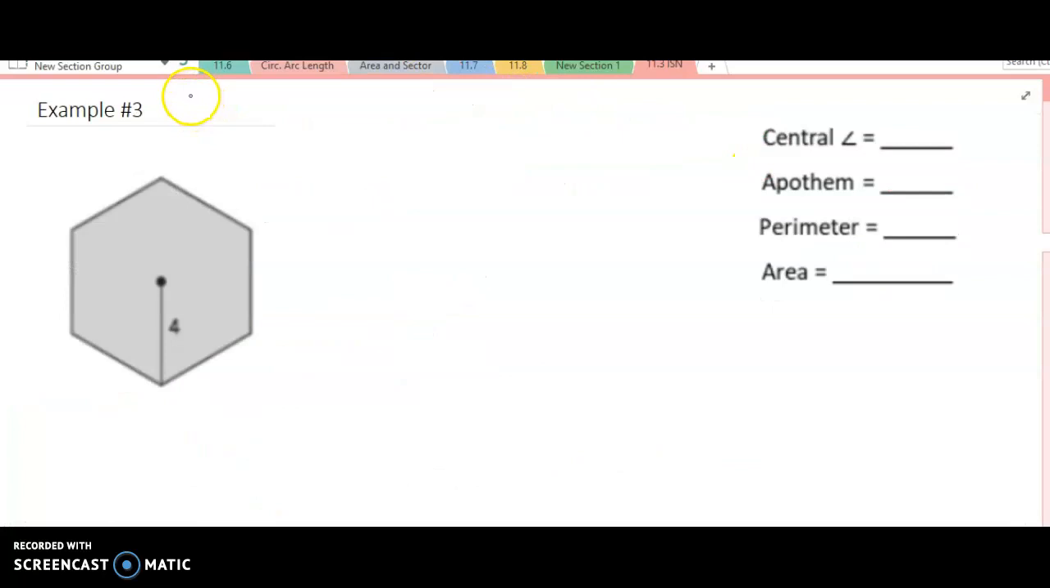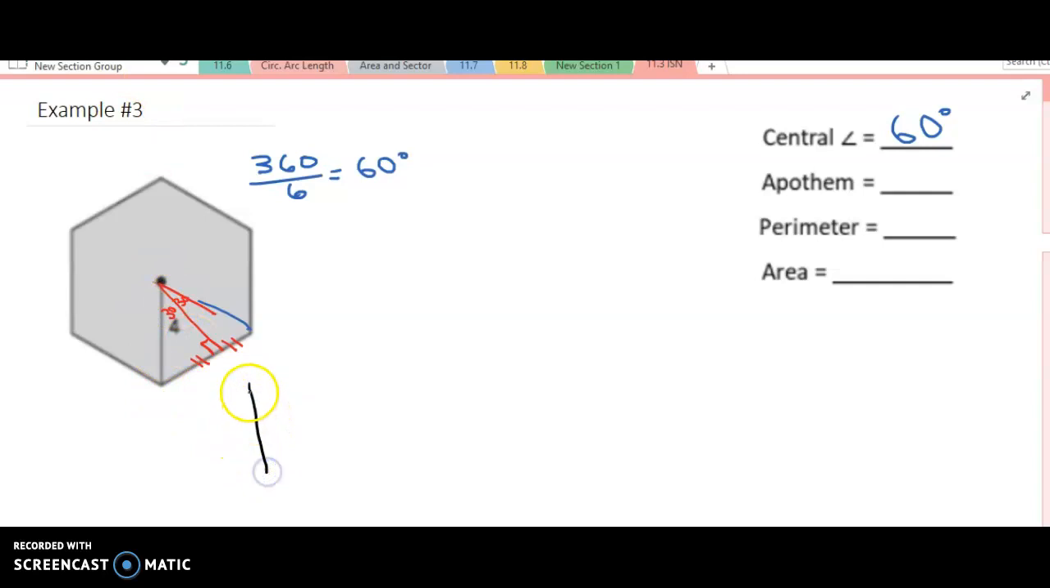All right, I want you to go ahead and find the central angle of this one on your own. All right, so 360 divided by 6 sides gives you a central angle of 60 degrees. So this central angle is 60 degrees. So when we draw this apothem, that's not a very good drawing. When we draw this apothem here, this 60 is now 30 and 30, and this is the same as this. So I'm going to draw this triangle out right here.